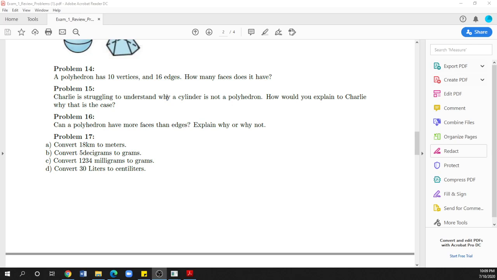Problem 15. Charlie is struggling to understand why a cylinder isn't a polyhedron. So what's some way you could explain to Charlie why this is the case?